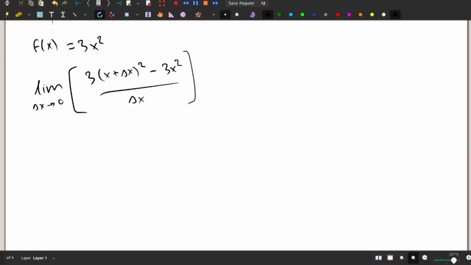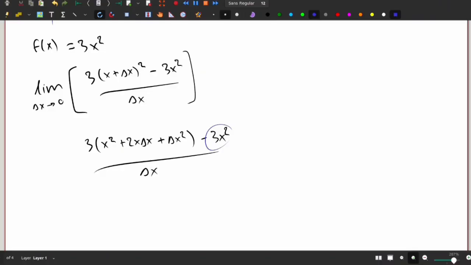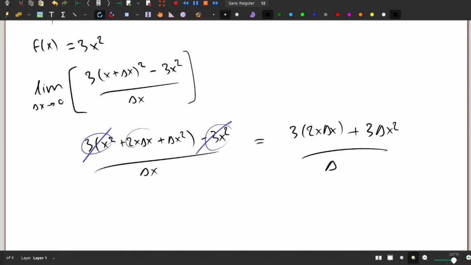Let's expand and simplify this. It's going to be 3 times x squared plus 2x delta x plus delta x squared minus 3x squared all over delta x. We're going to use similar patterns. We see this negative 3x squared will cancel out with the 3x squared. So what we're going to be left with is 3 times 2x delta x from this and this, plus 3 delta x squared all over delta x.